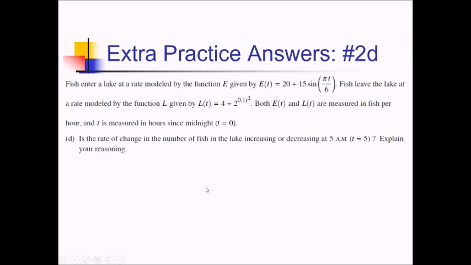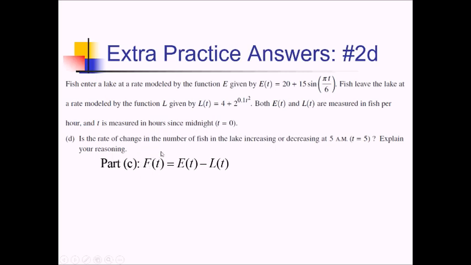For the last part of this question, we want to know if the rate of change in the number of fish in the lake is increasing or decreasing at time 5. So this one's a little tricky. First off, remember from part C, we defined the rate of change of the number of fish in the lake as E of t minus L of t, and I call that F of t. So F of t refers to the rate at which the number of fish is changing.